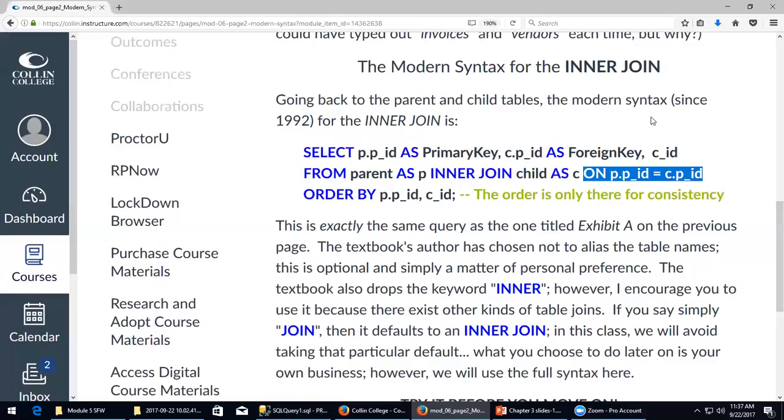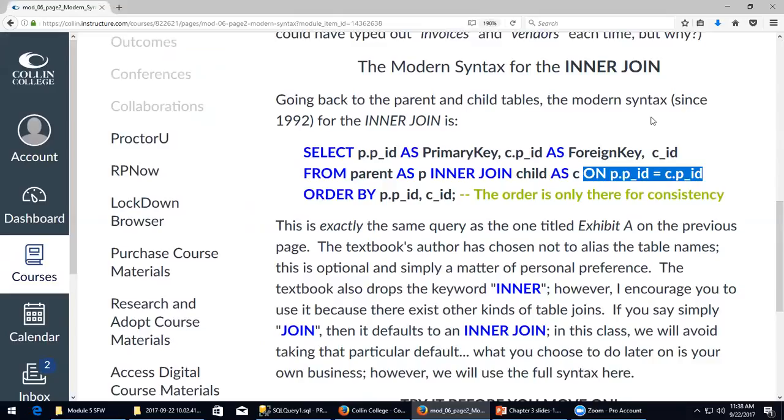The textbook's author chose not to alias the table names. This is optional in some, I'm just reading it to you. You don't have to alias the table names, but you do have to use the table names any time the field names are the same. I told you that you should keep the foreign key named the same as the primary key. I believe this is a good idea and a good thing to try to do. Can't always, but I try to do it.